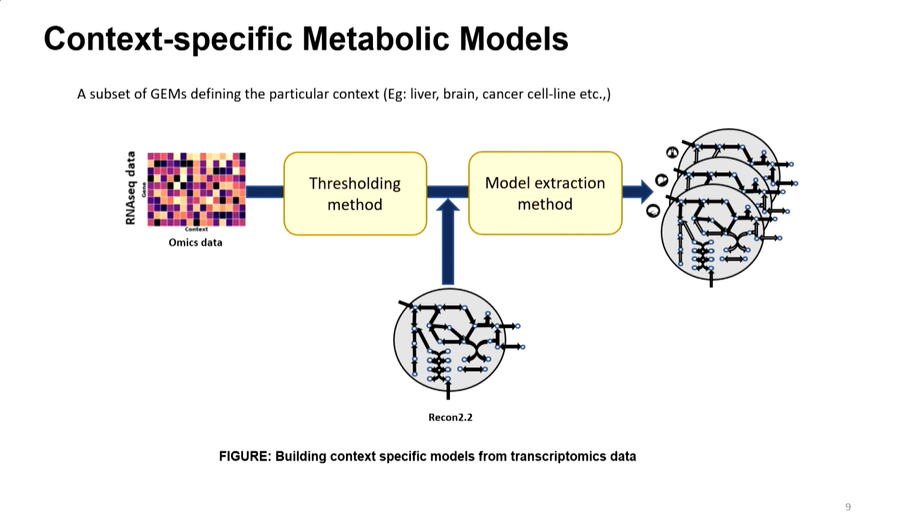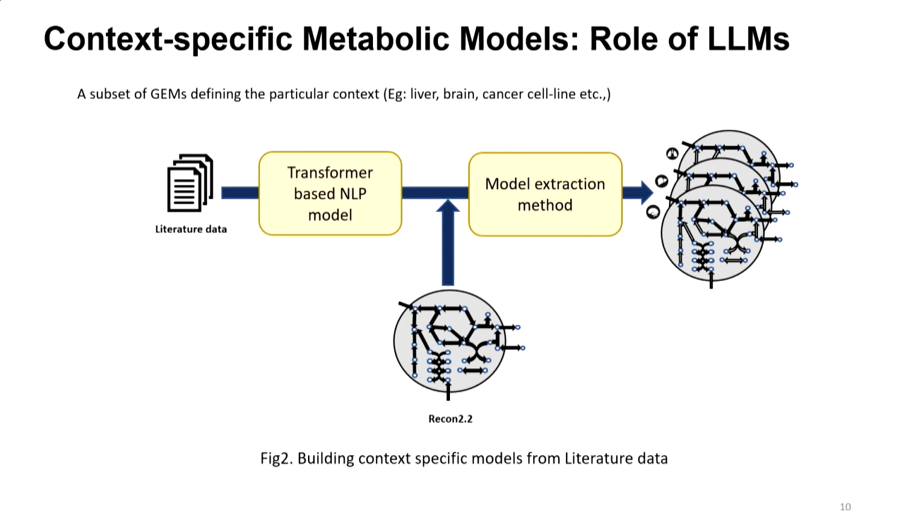So this is a downstream task afterward, which is mostly simulation studies. But building these models is cumbersome. Often you require not only data, but you also have to manually curate through the literature and find out what new reactions are taking place. So what we try to say is, instead of using the thresholding methods, can we actually use literature data and a transformer-based model to get the context specific reactions, or what we call co-reactions, and then use Recon 2.2 to get our context specific models.